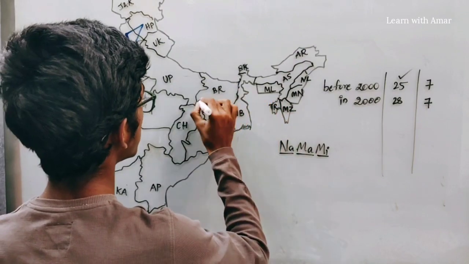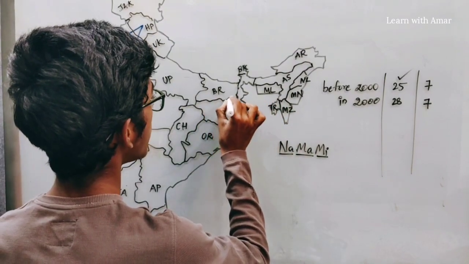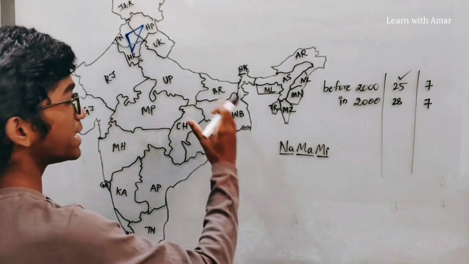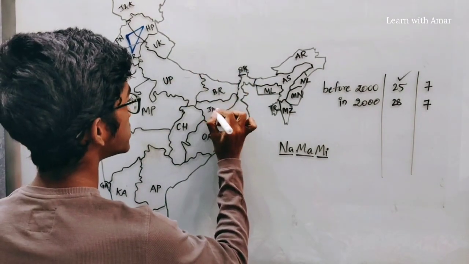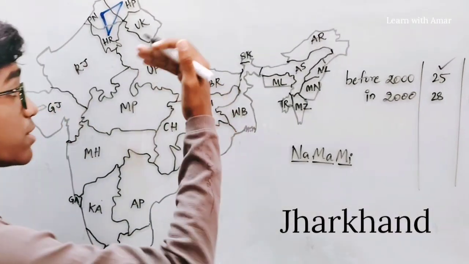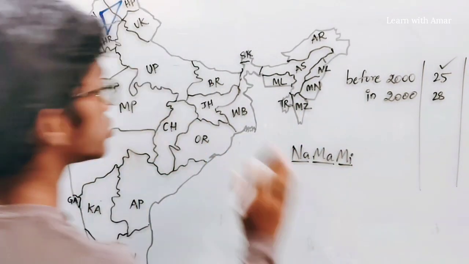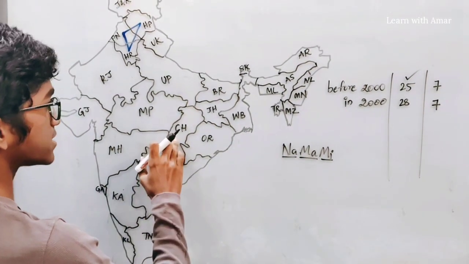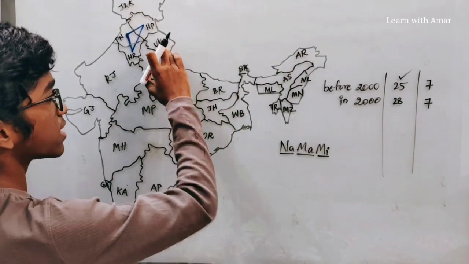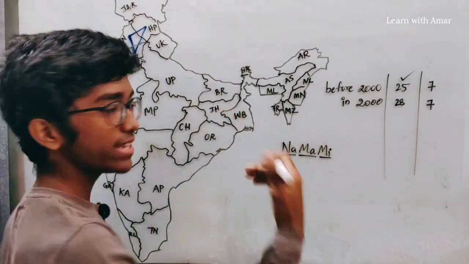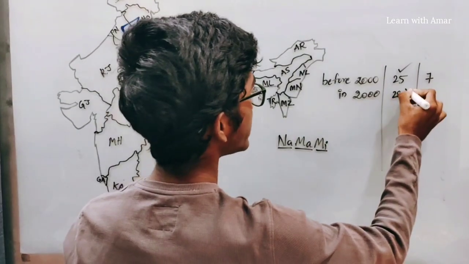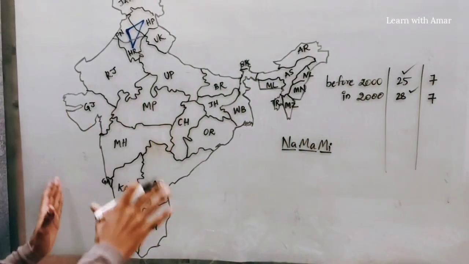And next, this state, it is the 28th state of India. It was separated from Bihar. It is Jharkhand. It was separated from Bihar on 15th November 2000. Alright, so what are the 3 new states? Chhattisgarh, 26th state, Uttarakhand, 27th state, and Jharkhand, 28th state. Alright, so 28 states we have completed. These are the 28 states.